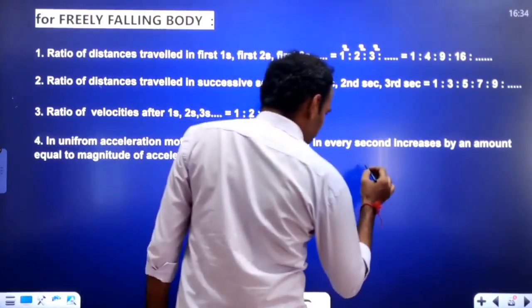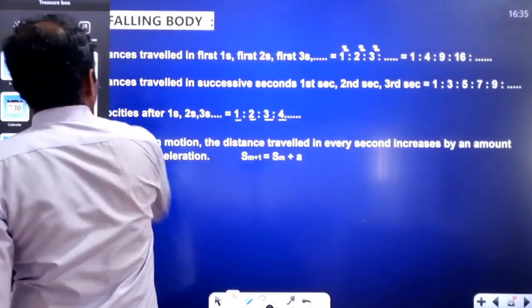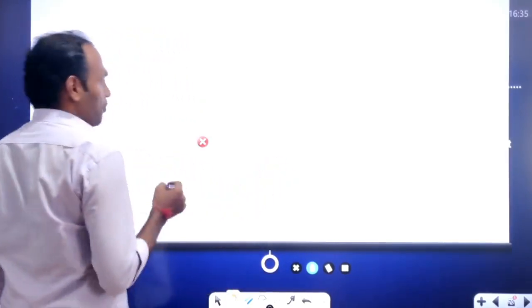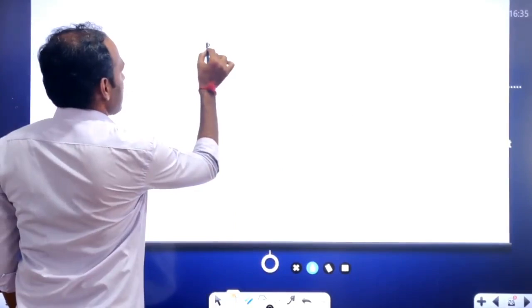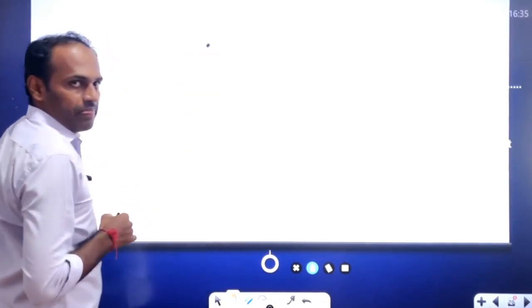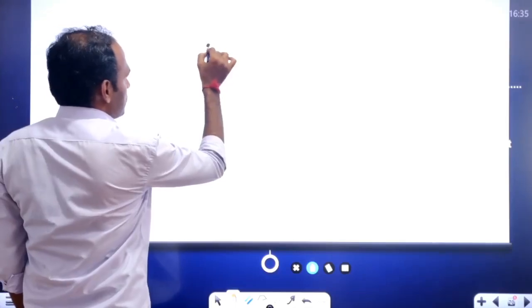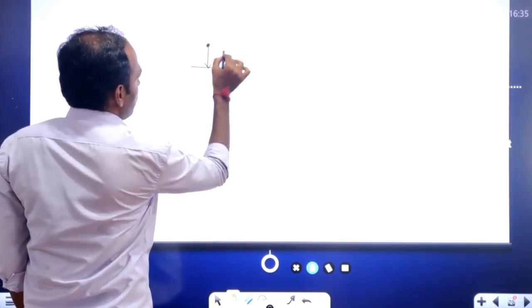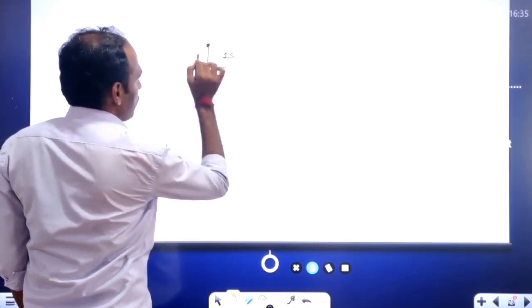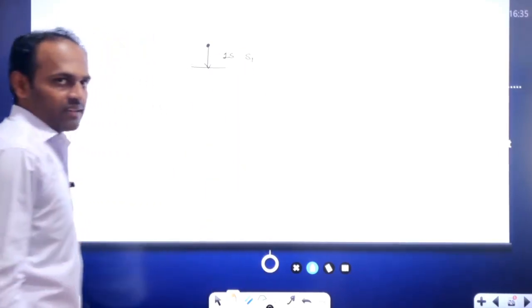So what is its meaning? See, the meaning of this is, I will note it down here. See, the meaning is, if the ball is here now, correct? We are dropping that ball downwards, we have dropped that ball downwards, and let me say it has reached this point in 1 second. That distance we call S1.